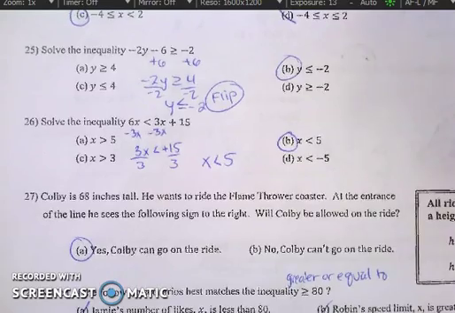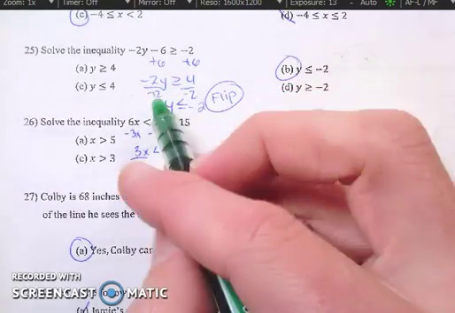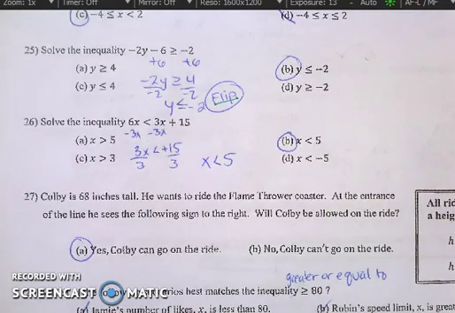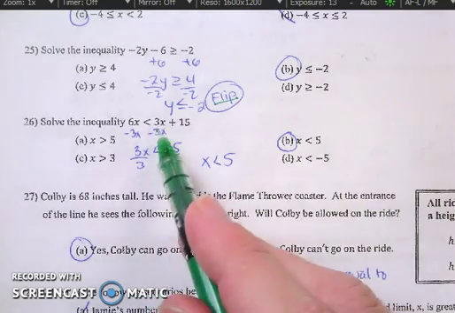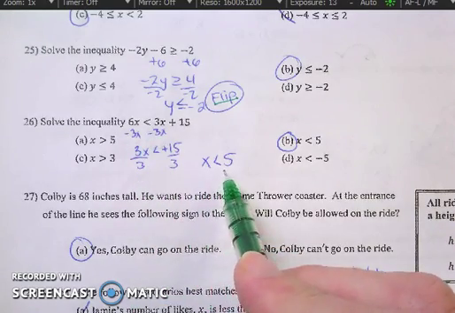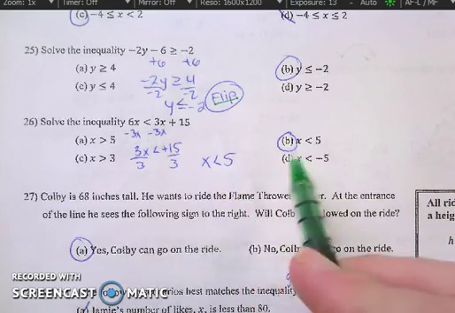Number 25, we're going to go ahead and just solve by adding 6, dividing by negative 2, but when we divide, we have to flip the inequality sign. And we get y is less than or equal to negative 2. Number 26, we subtract 3x with the left side lifting over. We get 3x. Divide by 3. The sign does not flip because I did not divide or multiply by a negative, so we get x is less than 5.